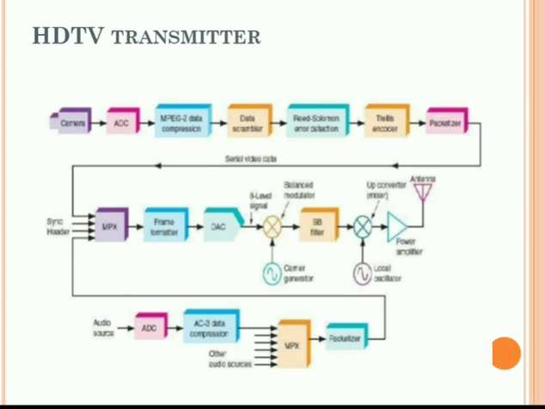Here, the modulation scheme we are using in the HDTV is 8-VSB. VSB is vestigial sideband. This vestigial sideband modulation technique we are using here for the HDTV transmission. Okay, or 8-level vestigial sideband, it is called an amplitude modulation. It is a type of amplitude modulation.